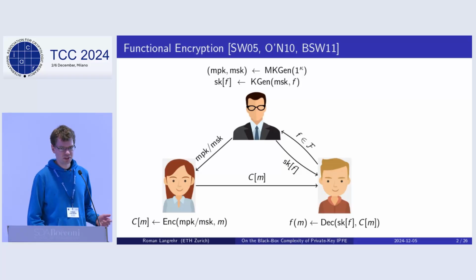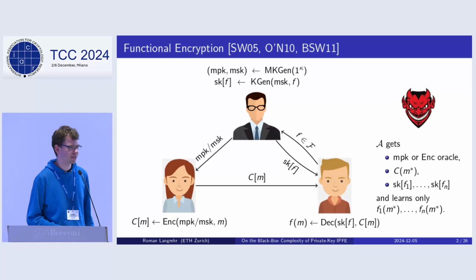Then the encryptor can encrypt a message m using the master public key, or in the secret key setting, the master secret key. And the decryptor can decrypt that ciphertext with his functional secret key, and then he obtains f of m. Security, informally speaking, says that an adversary that can obtain several functional secret keys can only learn about an encrypted message what it can learn by decrypting with his functional secret keys.